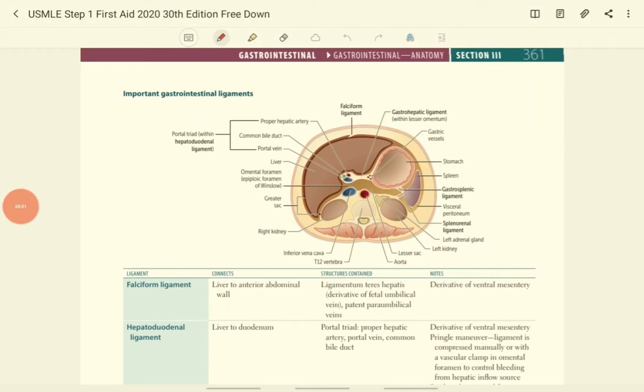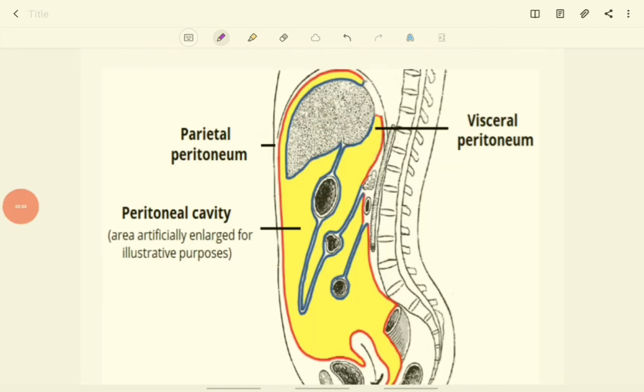In this video, we are going to talk about the gastrointestinal ligament and its important structures. Before we go through the gastrointestinal ligament, let's talk about the abdominal cavity covering, mesentery, and omentum.